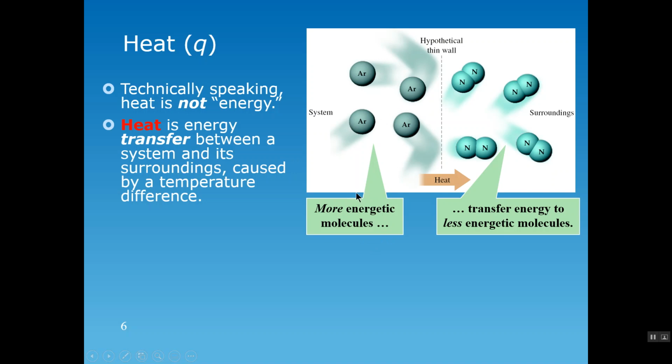So what they will do is hit the thin hypothetical wall, and the result of that is a transfer of energy to the nitrogen molecules on the other side. So as a result, you're going to have the energy transfer, or the heat flow, from the hotter system to the cooler surroundings, all right? That's basically what happens when you have the transfer of heat from one object to another.